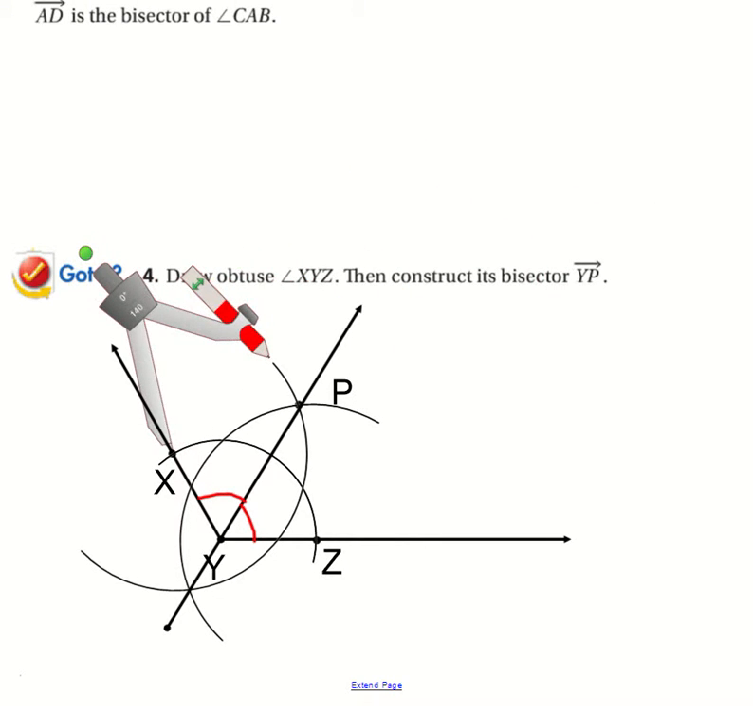Then I made my compass go a little bit past the halfway distance between X and Z, and so then I drew those arcs in, and you can see my two arcs that I drew. And my points of intersection, one went beyond the angle down here, and one went above the angle right here, so I make sure those are lined up.